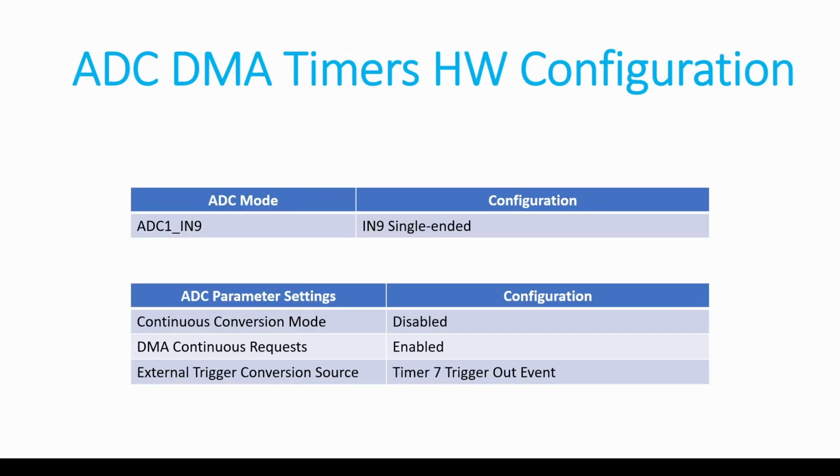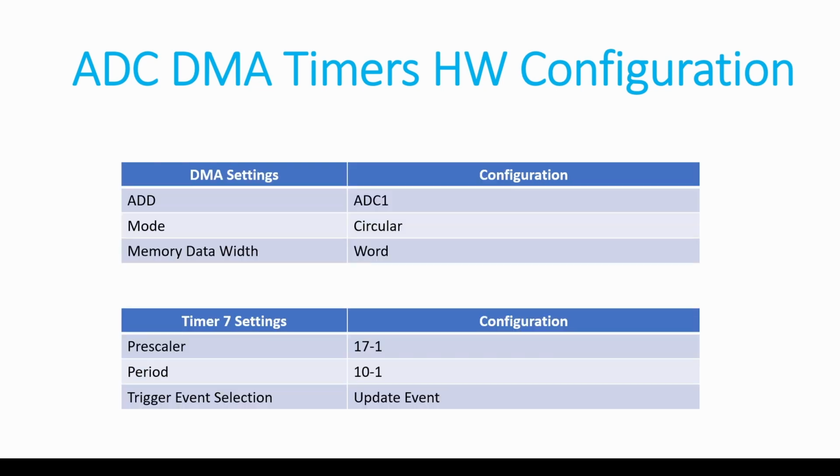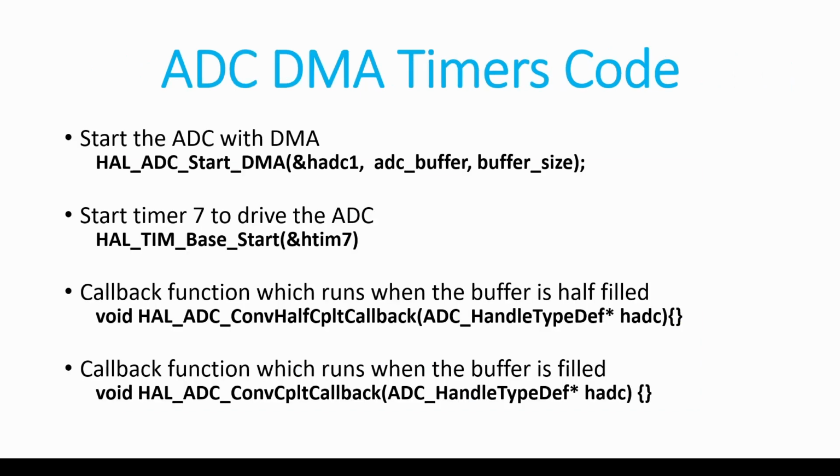The hardware setup for this example will be similar to the previous. However, this time, continuous conversion mode will be disabled, and the external trigger conversion source will be set to the timer 7 trigger out event within the ADC parameter settings. Additionally, the DMA settings will remain the same, but timer 7 must be activated. Again, I will be setting the prescaler to 17-1, the period to 10-1, and the trigger event selection to update event.